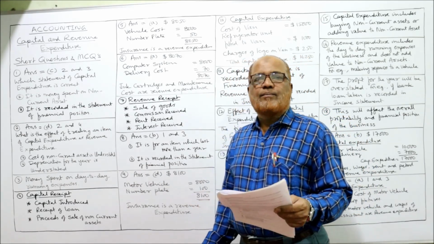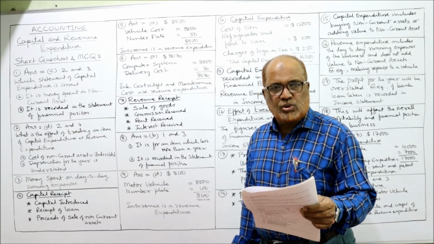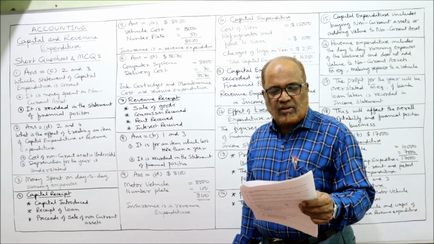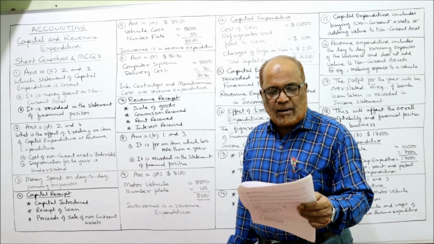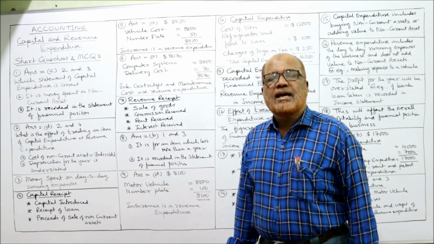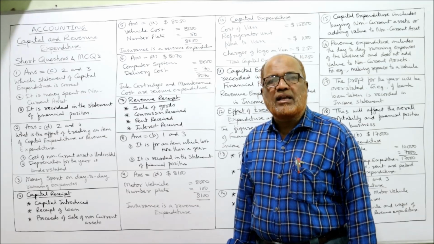Next, 9th. Ahmed bought a motor vehicle and paid the following amounts. Again, 3 amounts are given. Motor vehicle 8,000, number plate 100, insurance 400. What was Ahmed's capital expenditure? 3 expenditures are given. Out of 3, 2 are capital and 1 is revenue.